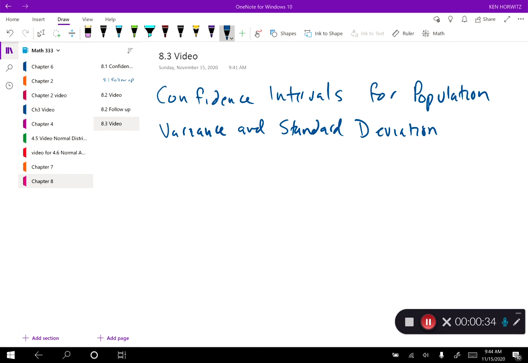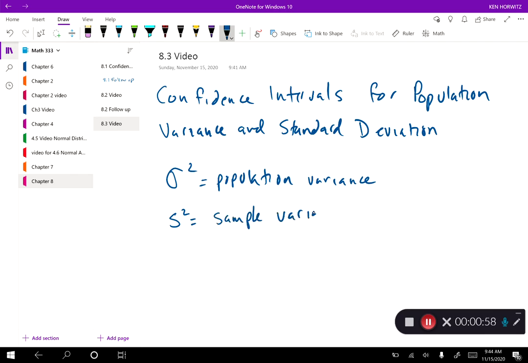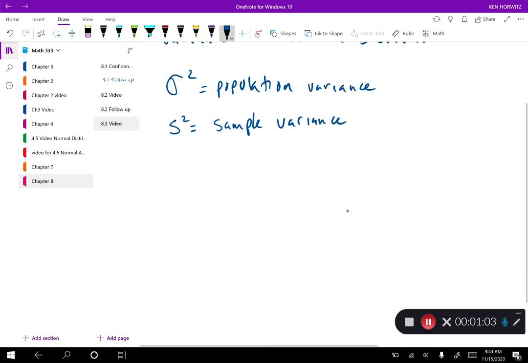So let's just review a little bit. Our population variance is denoted by sigma squared. Our s squared is our sample variance. Our n is our sample size.